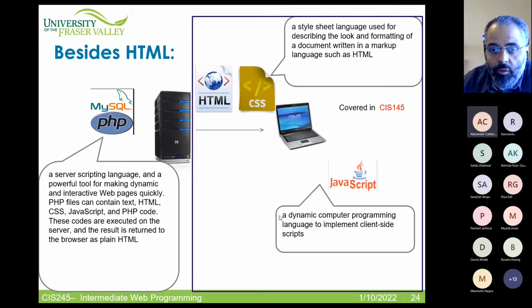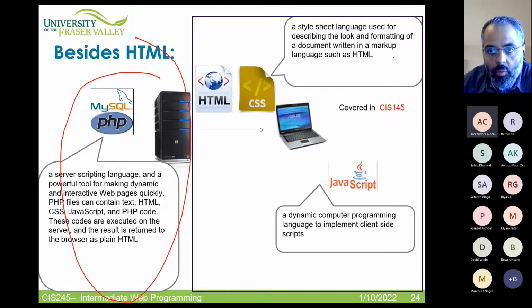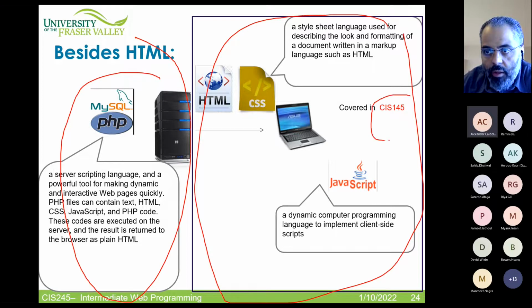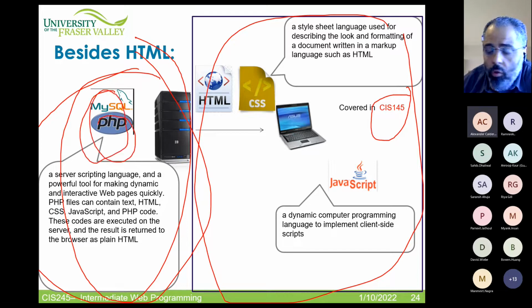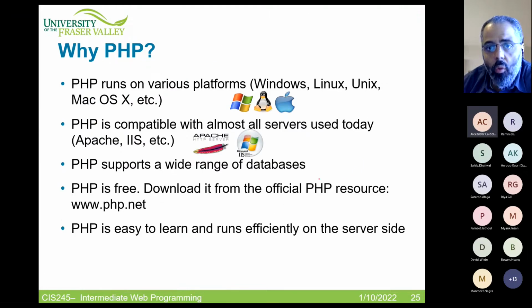So, as we said, in this course, this is what you have already learned in CIS 145, and here we are going to learn this scripting language for the server side. We will use PHP. It is open source. Why PHP? Because PHP runs on various platforms: Windows, Linux, Unix, Mac. It's compatible with almost all servers used today.